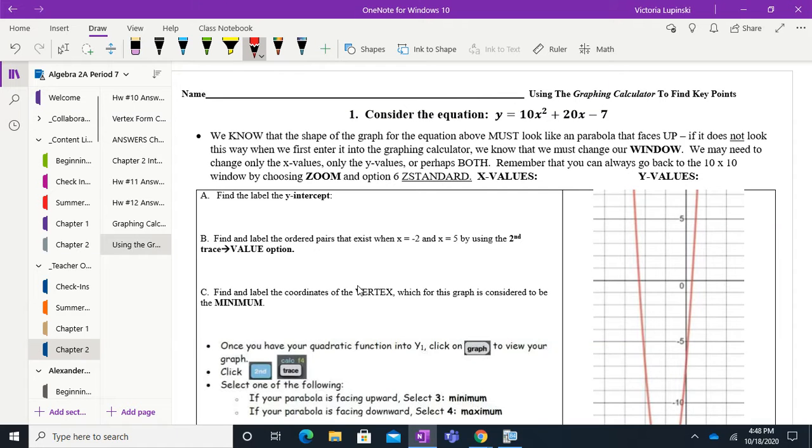All right, hi everybody. Today we're going to work through at your own pace a graphing calculator tutorial. This is a way for you to get used to the buttons on your graphing calculator, how to use them to graph quadratics, and then how to find some of the key points.